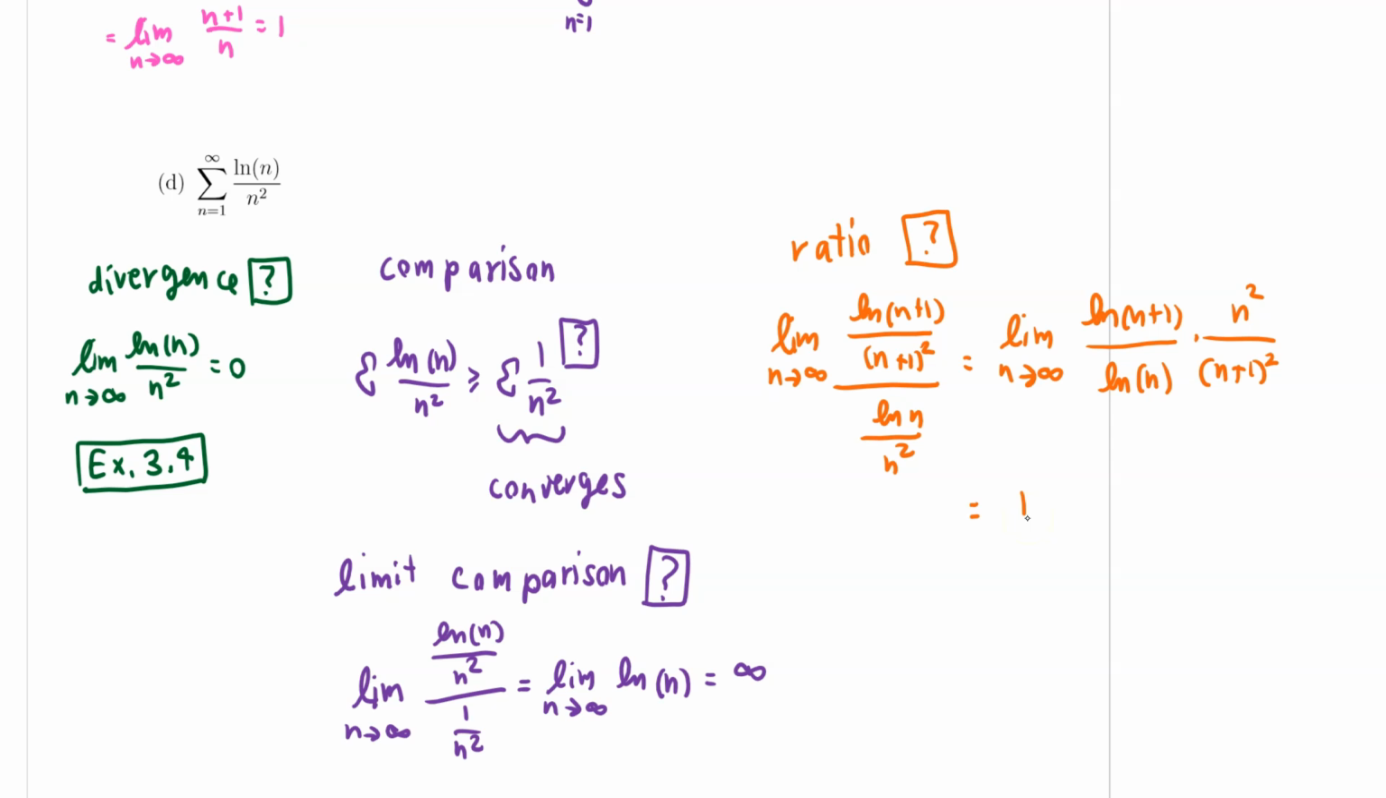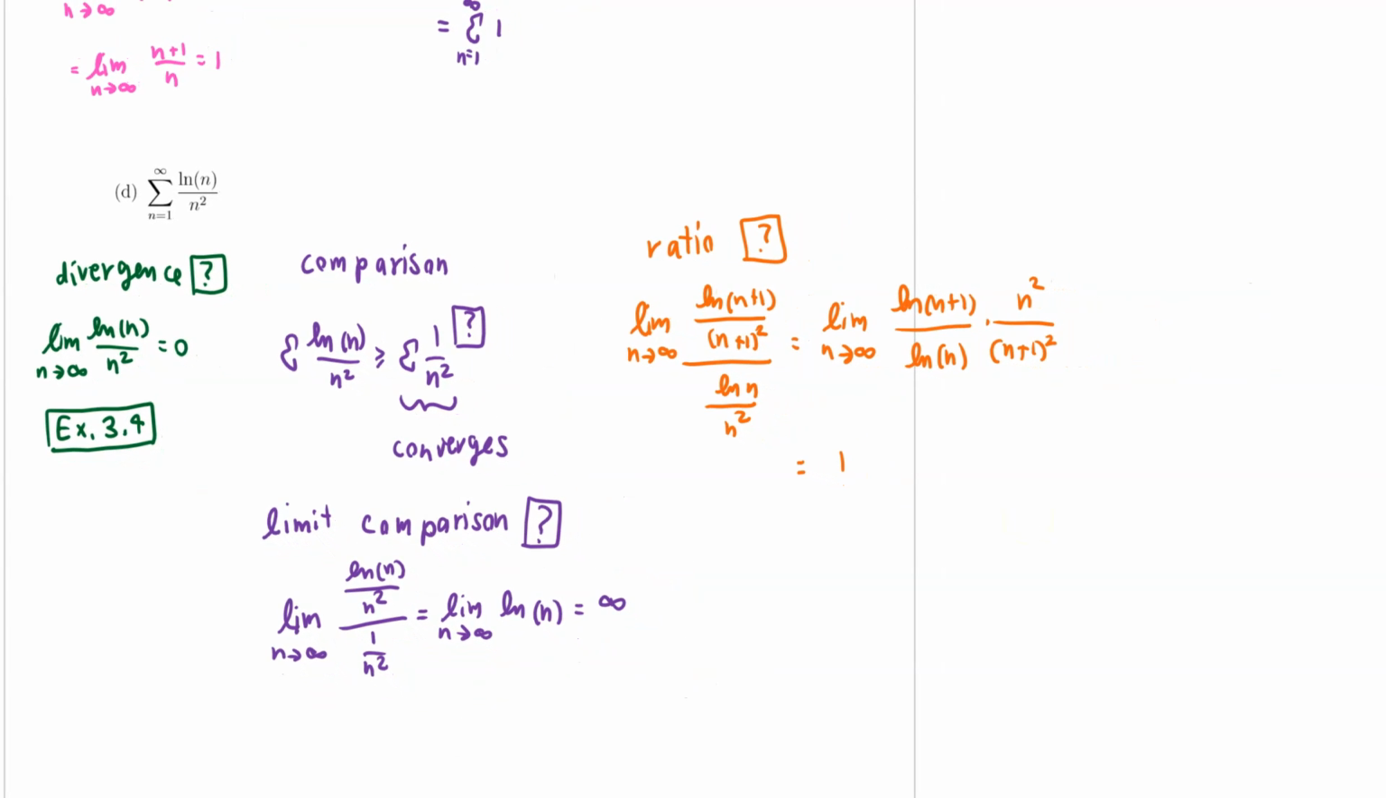So once again, this is inconclusive. Well, let me try the root test then. If I try the root test, I'm going to compute the limit of the nth root of the terms in this series. So it's going to be the nth root of log of n over n squared when n goes to infinity. And this looks troublesome because the nth root of log n over n squared doesn't look like something easy that I can compute. So this is too hard. Let me just skip that.